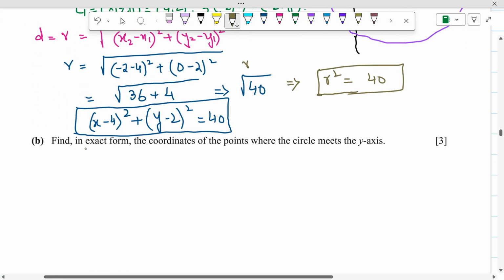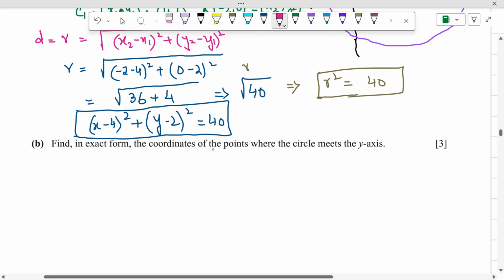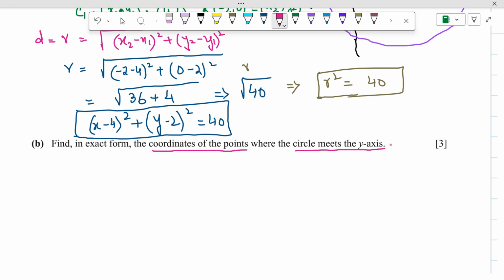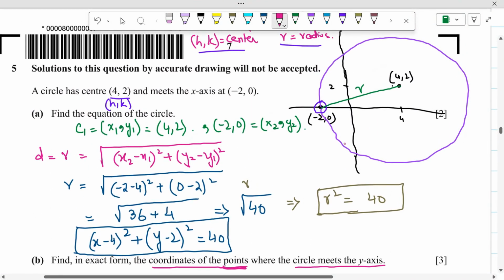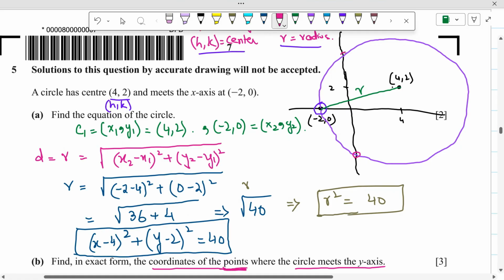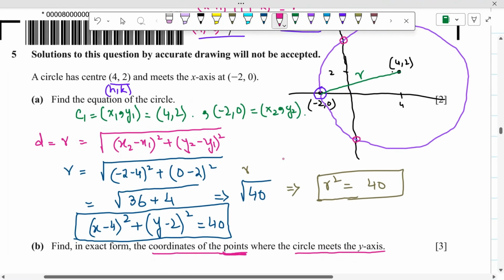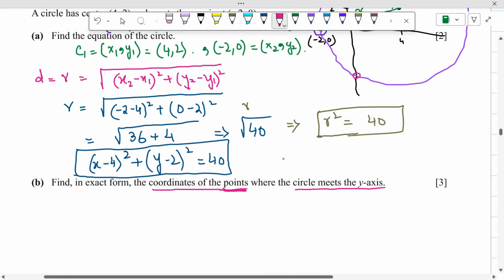Now part B: find in exact form the coordinates of the points where the circle meets the y-axis. Did you notice it says coordinates of the points? This means the circle meets the y-axis at two points, so you should calculate more than one point. When I draw the circle, this may be one point on the y-axis and this may be the other point. So we should have two points on the y-axis.